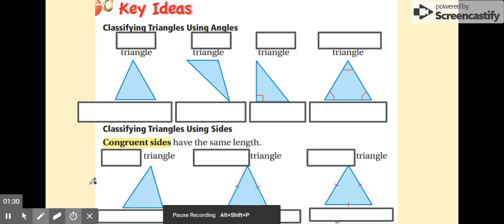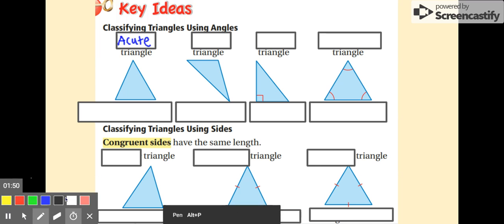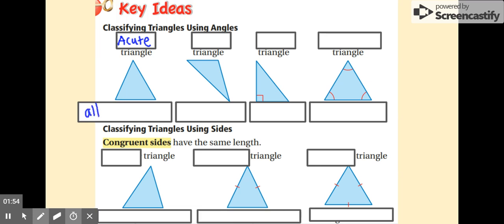We're going to talk about classifying triangles using angles and using sides. So the first thing we're going to do is classify triangles by angles. There are many different kinds of triangles here. The first one is the acute triangle. An acute triangle has all acute angles.